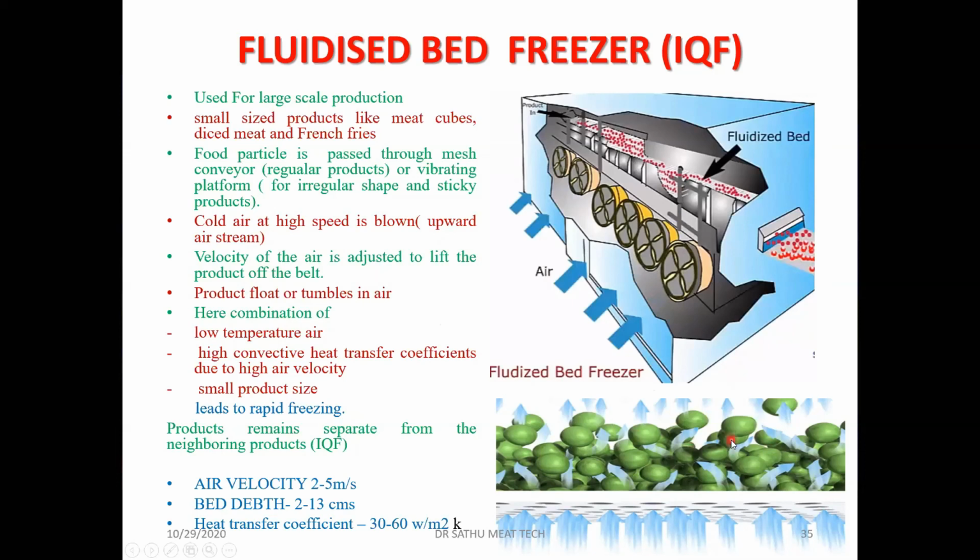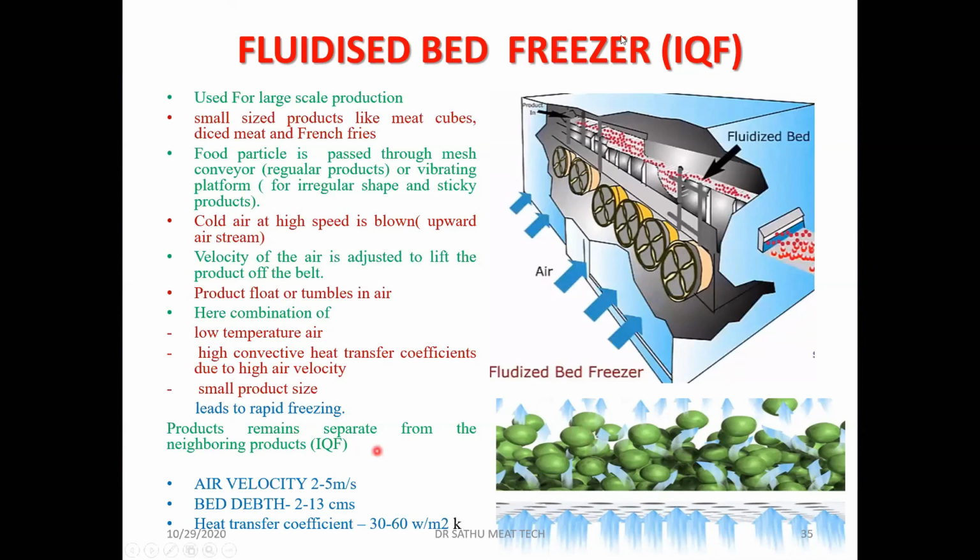So the exchange of heat will be very fast. That is the main advantage. Here, we have the combination of low temperature air plus high heat transfer coefficient. We already discussed what heat transfer coefficient is. Because of the high speed of the air, the cold air, and the small product size, the freezing will take place at a very rapid rate. And the main advantage we can see here is that the product remains separated from the neighboring product. If you freeze small products in a blast freezer, the product will stick together. Here the product will not stick together. That is the main advantage of IQF.